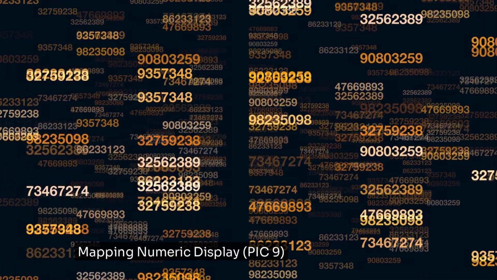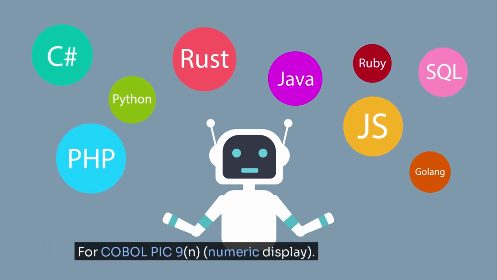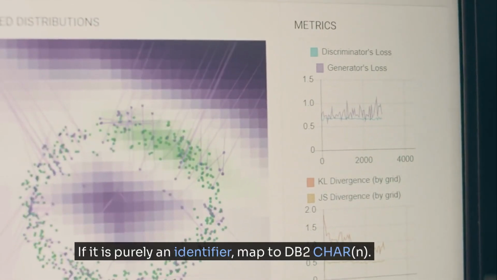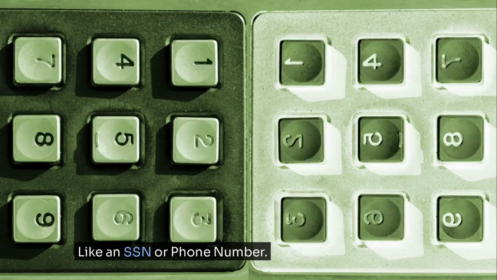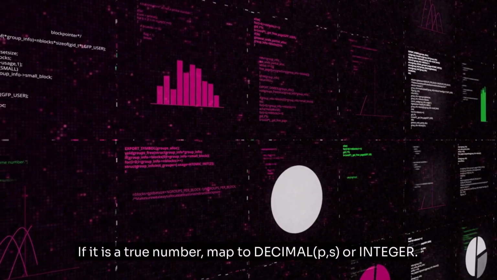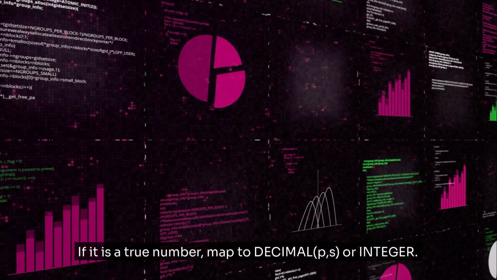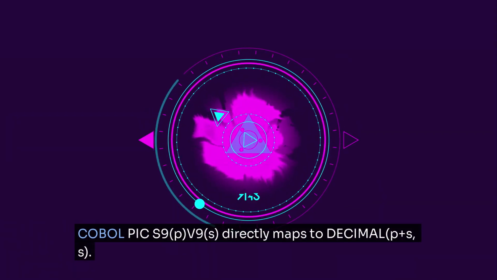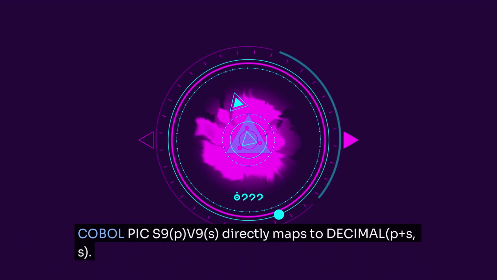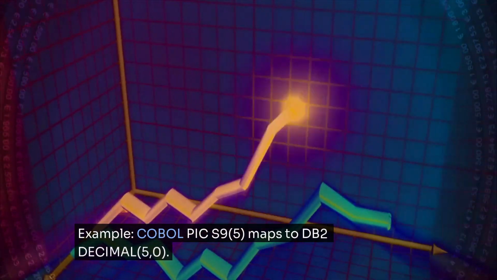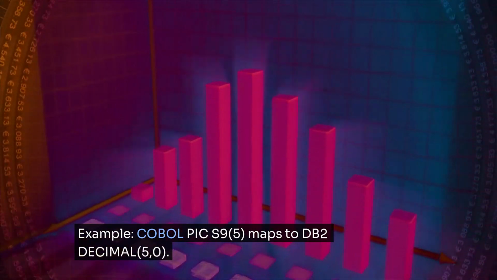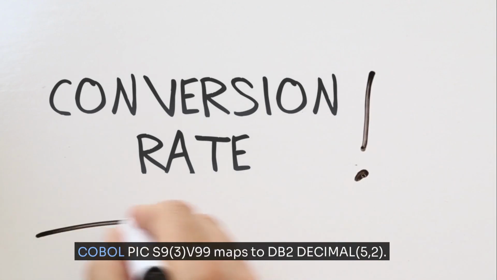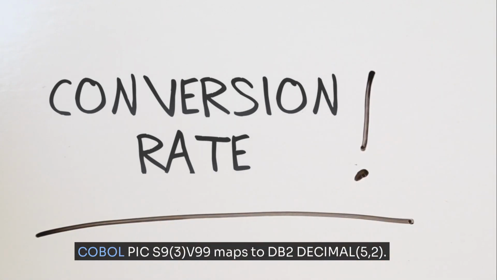Mapping numeric display: PIC 9. For COBOL PIC 9(N) numeric display, if it is purely an identifier, map to DB2 CHAR(N), like an SSN or phone number. If it is a true number, map to DECIMAL(P,S) or INTEGER. COBOL PIC S9(P)V9(S) directly maps to DECIMAL(P plus S, S). Example: COBOL PIC S9(5) maps to DB2 DECIMAL(5,0). COBOL PIC S9(3)V99 maps to DB2 DECIMAL(5,2).